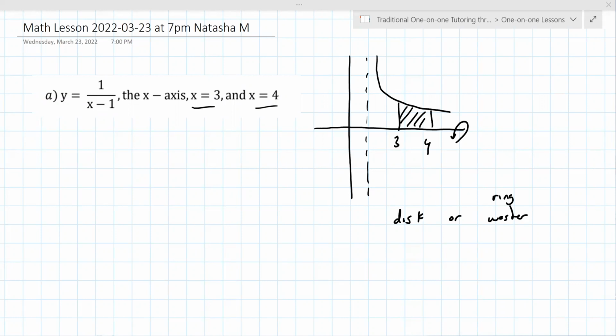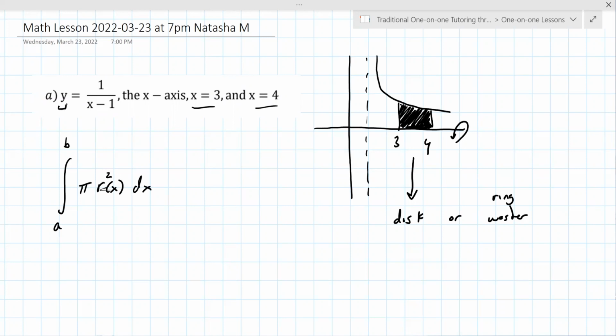Not really. Okay, so the disk problems have no gap or no space between the line or the axis that you're revolving around. Do you see how this region perfectly touches the axis there? There's no gap. And that is a disk problem. Okay. So the disk problem, the general formula, and do you get a formula sheet on your exam? I do not. You do not. So it's pi r squared dx, but r is really a function of x. In this case, it's almost always your y.